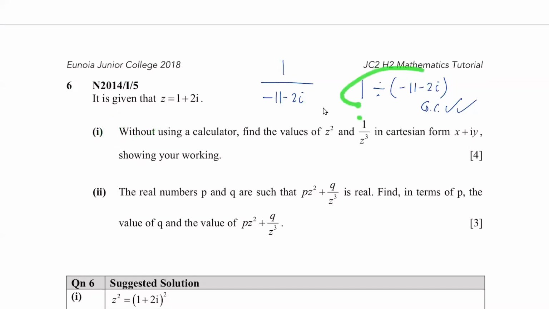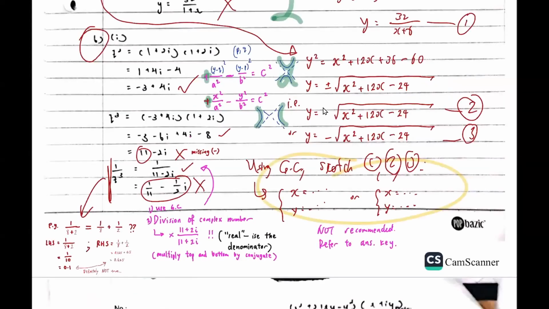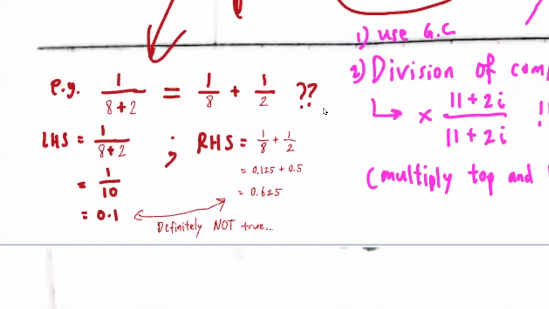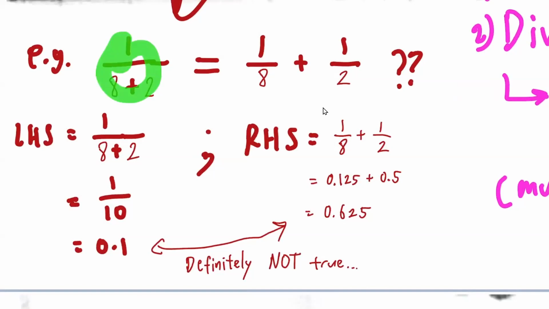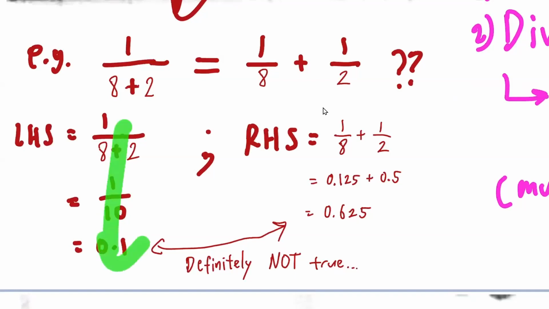How do you calculate 1 over a sum of 2 numbers? Let me ask you a quick question. Is 1 over 8 plus 2 the same as 1 over 8 plus 1 over 2? No. You can tell straight away when it's normal numbers, but the same thing applies even when it's complex numbers. I quickly checked for you that they are definitely not the same. Left hand side is 0.1, right hand side is 0.625.